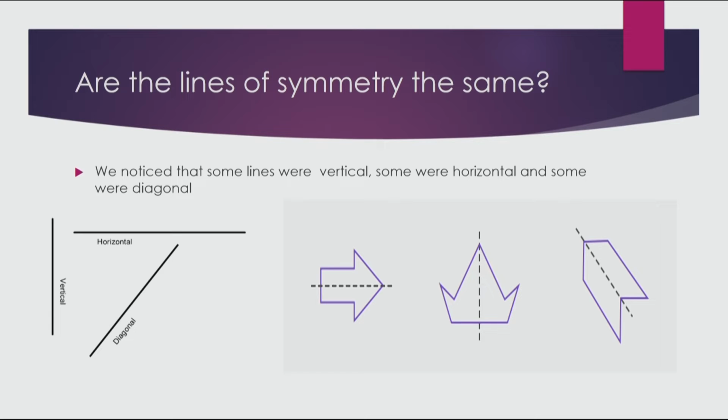What about the crown? Yes, the crown has a vertical line of symmetry. And what about the arrow? Yes, it has a diagonal line of symmetry. Very good. So, depending on the shape of the object, your line of symmetry also will vary.